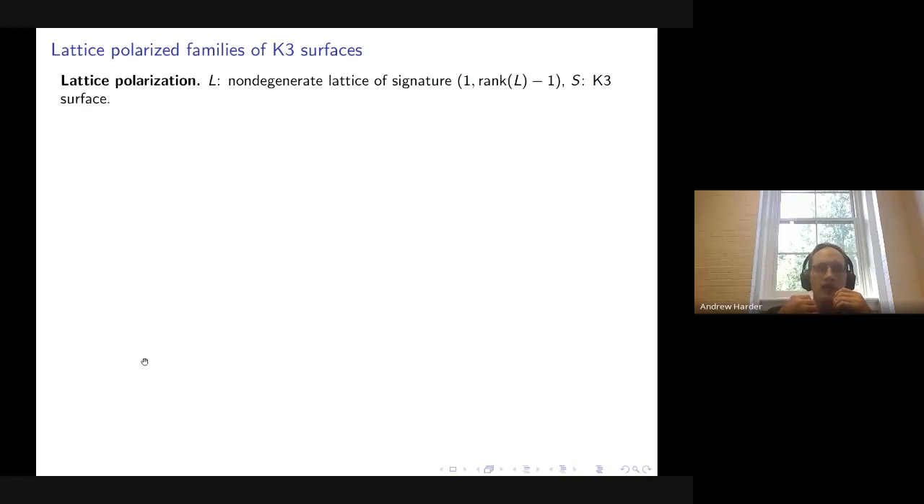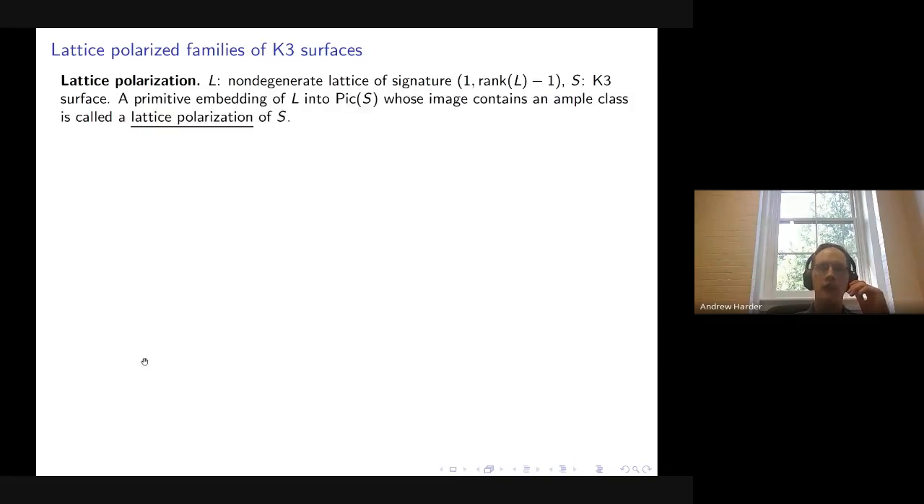So I'll take L to be a non-degenerate lattice of signature (1, rank L minus 1), and I'll take S to be a K3 surface. A lattice polarization is then a primitive embedding of this lattice L into the Picard lattice. The way I chose this lattice was so that it can certainly embed inside the Picard lattice. If I had a 2 here, there'd be no chance of embedding this into the Picard lattice. And if I had a 0 here instead of a 1, I couldn't have an ample class. So I want this image to have an ample class inside of it, or at the very least, some sort of pseudo-ample class. So this data is a lattice polarization.